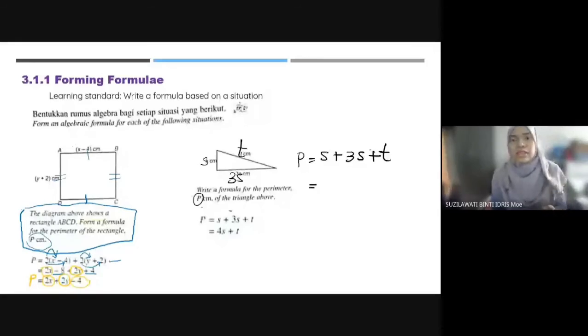But since you already learn, kalau kamu tak solve menunjukkan kamu tak belajar pembelajaran kamu yang sebelum-sebelum ni. So you need to solve it. S plus 3S is equal 4S. P, don't forget to write P again. P equal 4S plus T. This is the final answer.